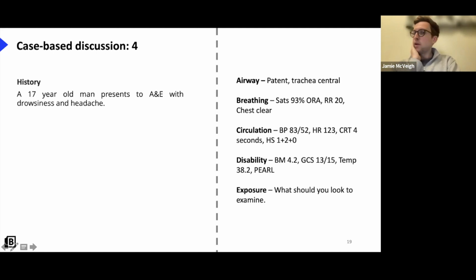Anyone got any ideas about what the diagnosis is likely to be, or what we're really worried about that we need to rule out? Yeah, good. Encephalitis along those lines. Again, could well be encephalitis. I'm not saying it won't be. Meningitis, yeah. So in a 17-year-old who's this unwell, it's probably going to be meningitis. That's the most likely cause.